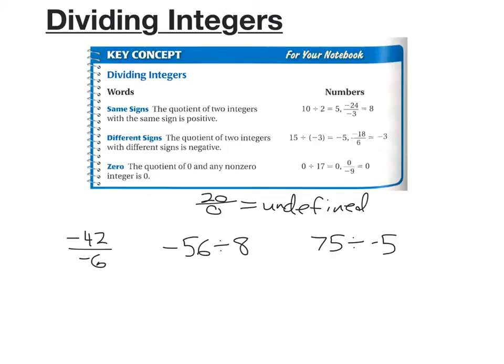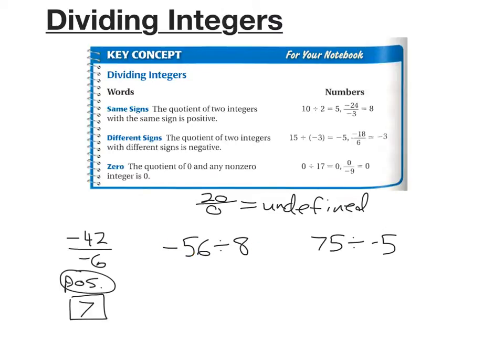So let's take a look at a few short examples here. We got negative 42 divided by negative 6. We of course know our answer is going to be positive because we have same signs. 42 divided by 6 is 7, and we make sure that it's positive. So there's our answer.